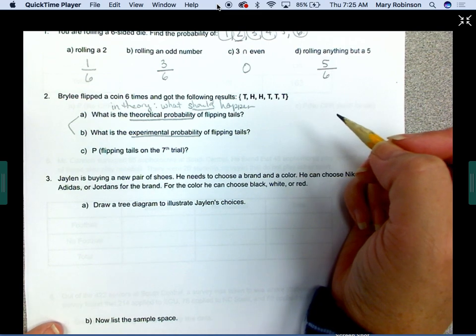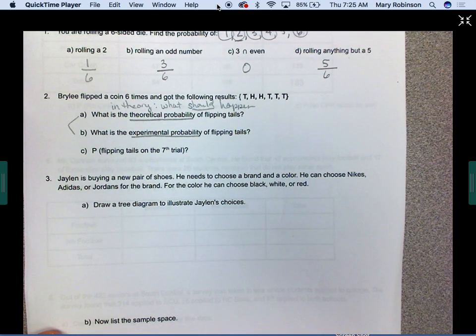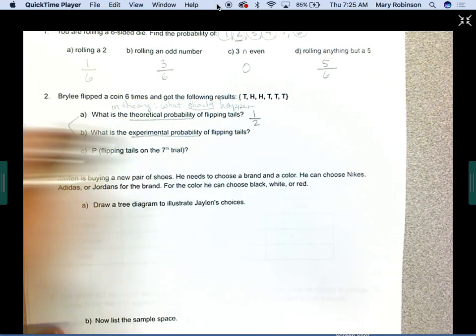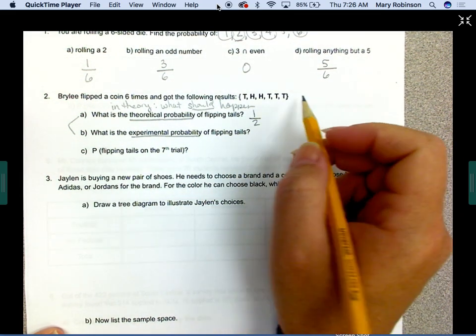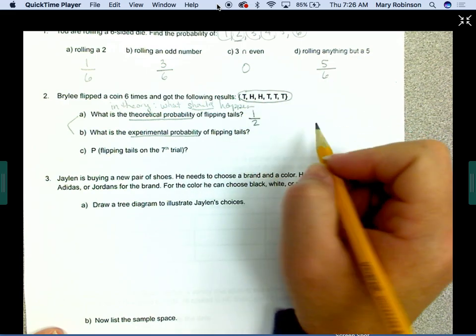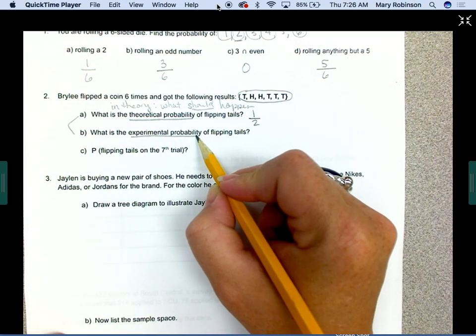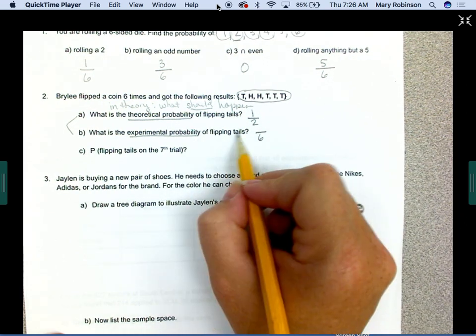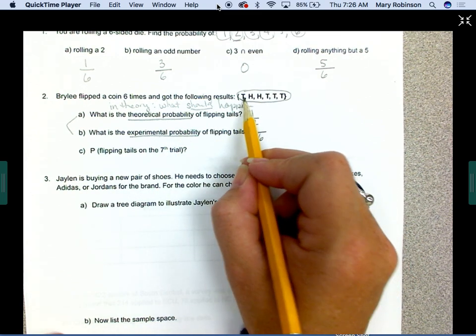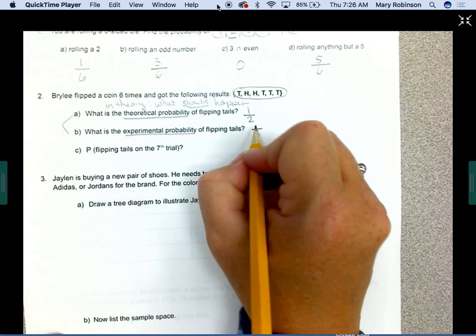In theory, every time I flip a coin, I've got a 50% chance of getting a heads and a 50% chance of getting a tails. So the probability of flipping a tails is 50% or 1/2. That's in theory. However, if I flip a coin multiple times, that does not mean that half the time I'm going to get a tails and half the time a heads. So the experimental is analyzing the actual outcome of an experiment. So if I were to conduct an experiment of flipping a coin 6 times, I actually got a tails 1, 2, 3, 4 times.